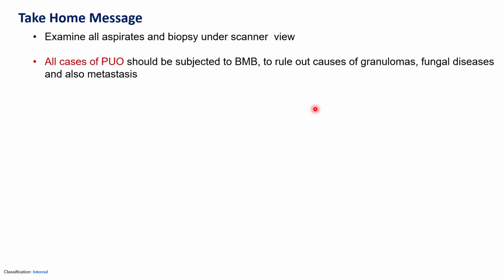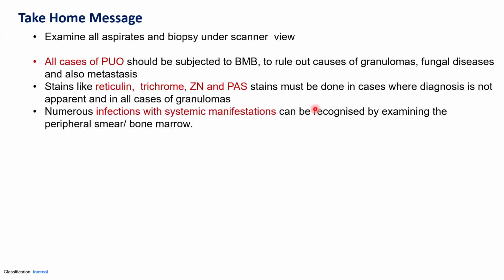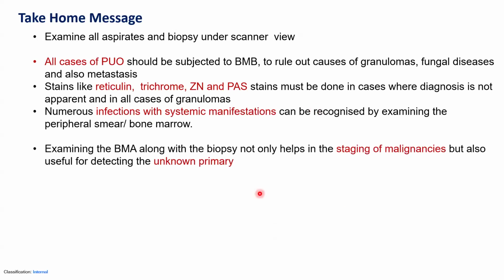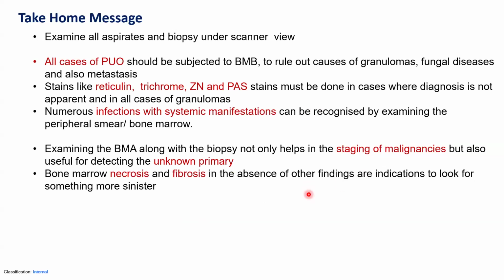All cases of PUO should be subjected to bone marrow biopsy to rule out granulomatous disease or metastasis. Stains like reticulin stain, Masson's trichrome, ZN, PAS stain should be done where the diagnosis is not apparent. Numerous infections with systemic manifestations can be recognized by examining the peripheral smear as well as the bone marrow. It is very useful in staging malignancies and also for detecting the unknown primary.